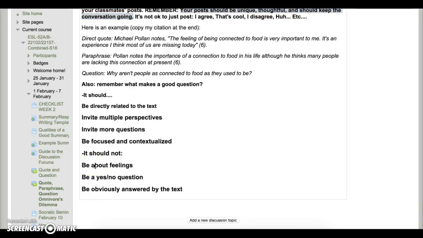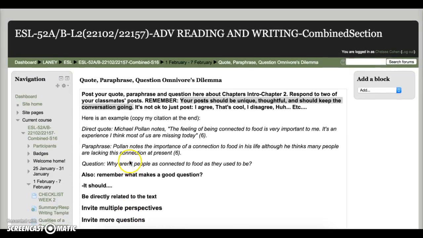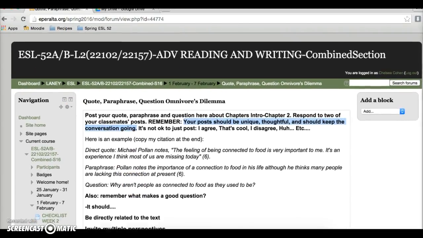You can also use ideas that you come up with in this forum next week. So let it serve as practice for our 30-minute discussion in the Socratic seminar. So let's go back.